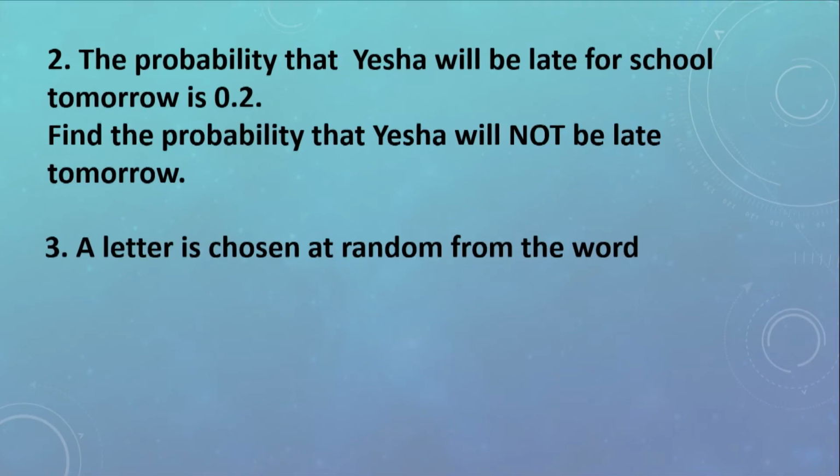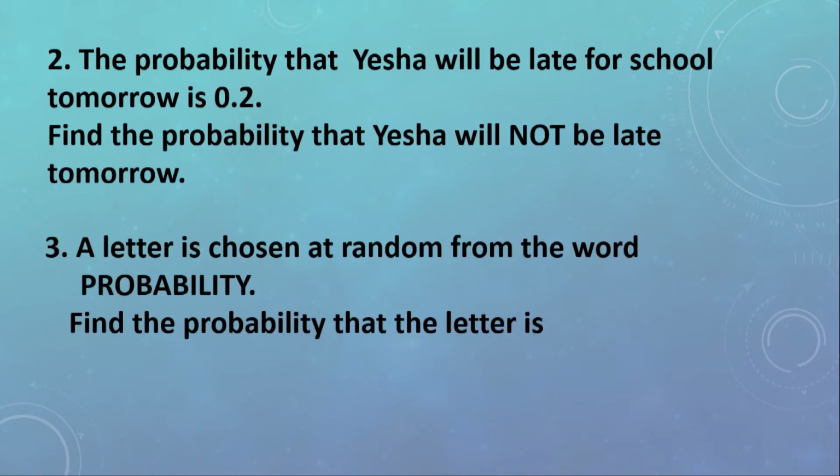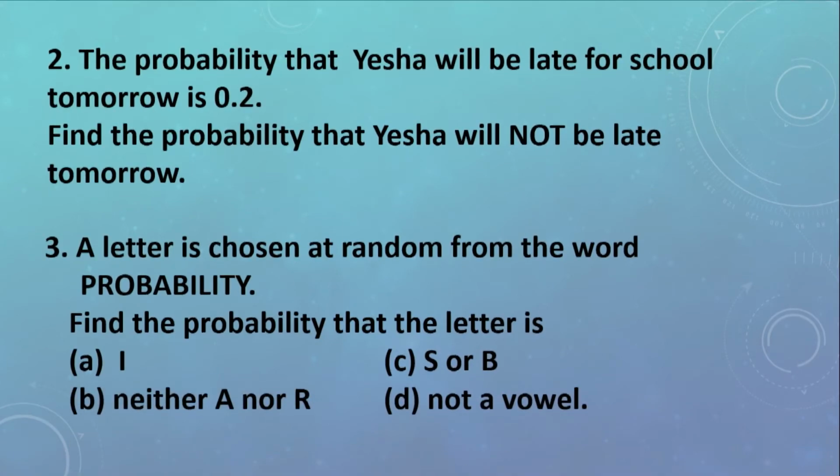Number 3, a letter is chosen at random from the word probability. Find the probability that the letter is: first part, the letter is neither an A nor an R. Third part, the letter is S or B. And fourth part, not a vowel.